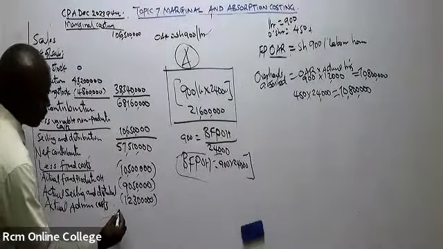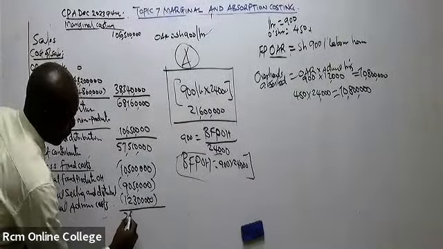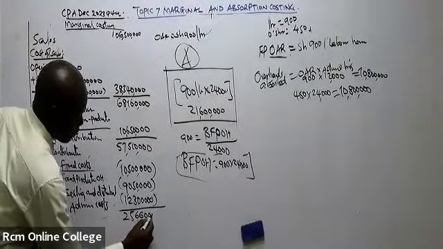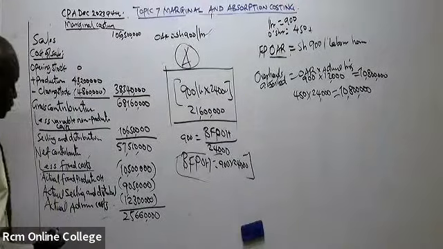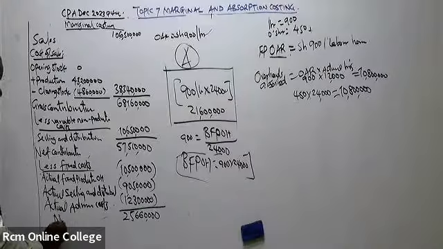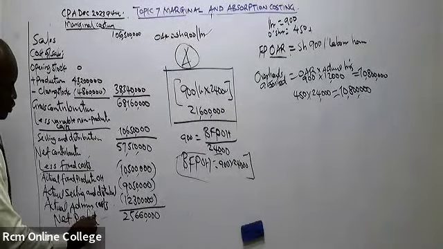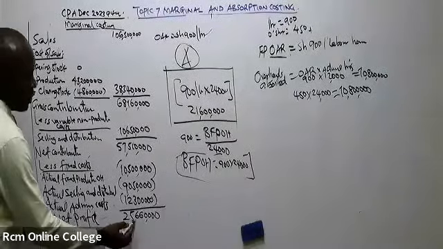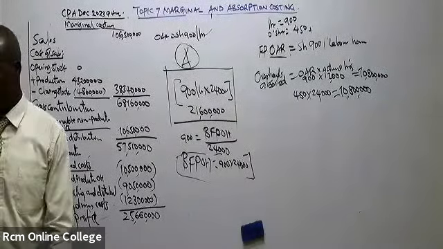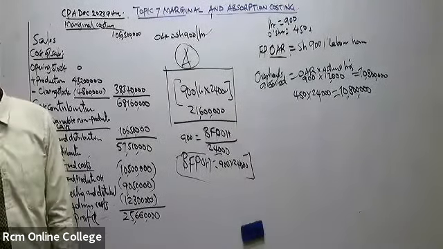So we have 25,660,000. That is net profit, 25,660,000. Good. So I think that is done.